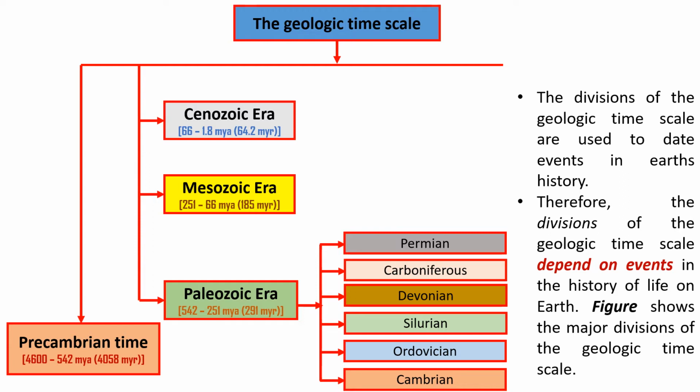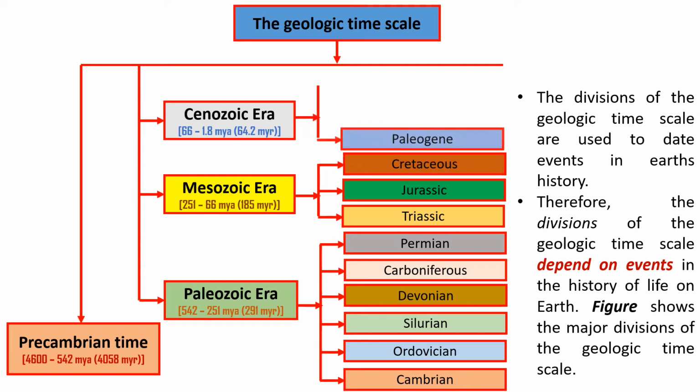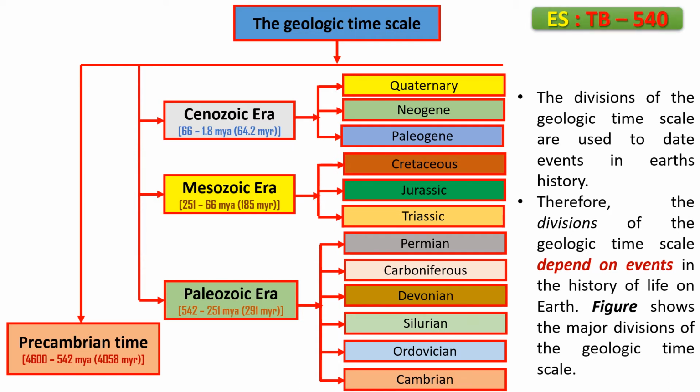Mesozoic era divides into 3 periods. The first one, Triassic, Jurassic, and the last one is Cretaceous. Cenozoic era is divided into 3 periods: Paleogene, Neogene, Quaternary. These are the divisions of the geologic time scale.